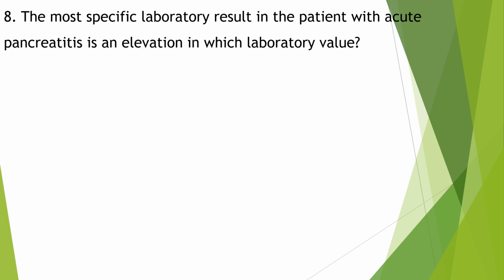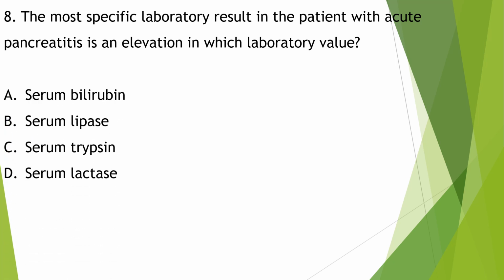The most specific laboratory result in the patient with acute pancreatitis is an elevation in which laboratory value? Serum bilirubin, serum lipase, serum trypsin, and serum lactase. Laboratory tests used in the diagnosis of pancreatitis include a metabolic panel, hematology studies, and specific tests of pancreatic enzymes such as serum amylase and serum lipase. Elevated serum lipase is the most specific test for pancreatitis since lipase is produced only by the pancreas.